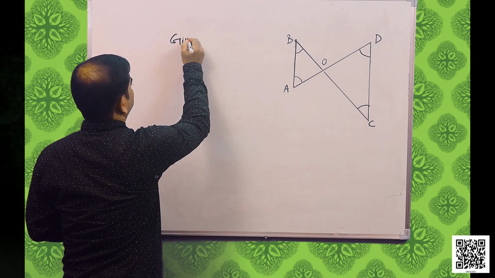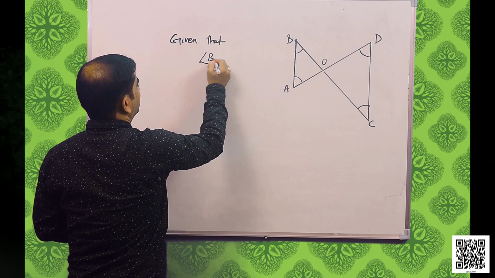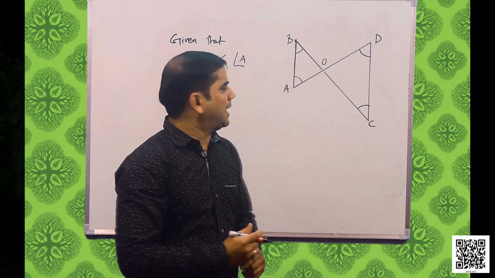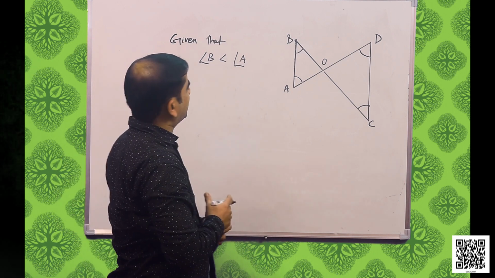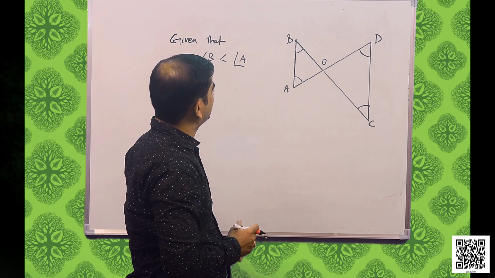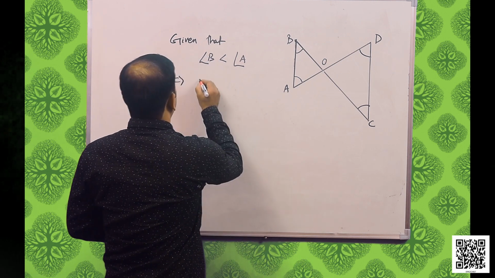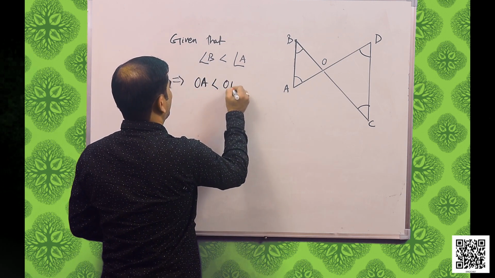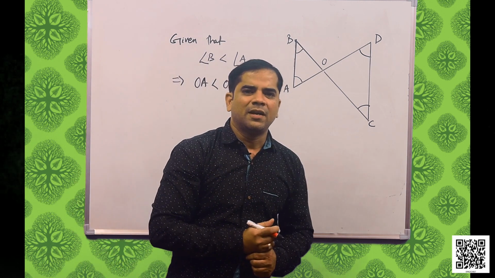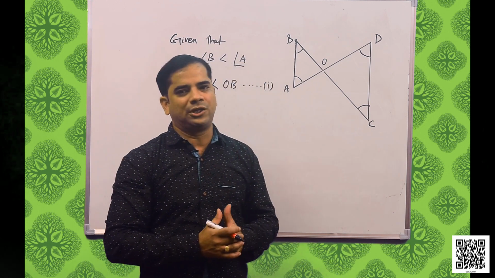It is given that angle B is smaller than angle A. Fine. That implies, which is the opposite side to angle B? It is OA. Which is the opposite side to angle A? That is OB. So OA is smaller than OB. Let me mark it as question 1. Fine. Why is it so? We know that greater angle has longer side opposite to it.